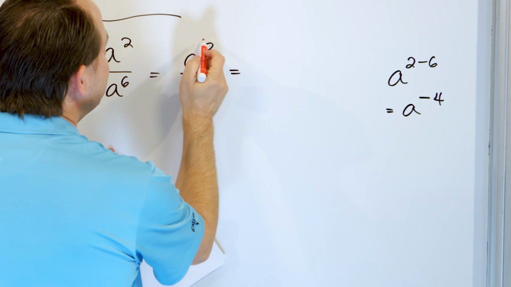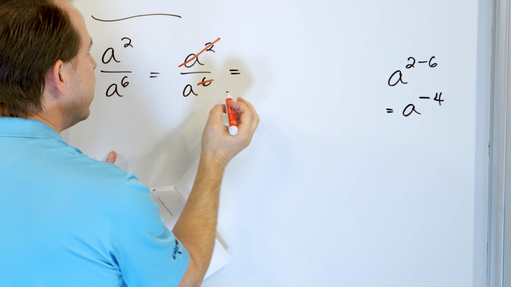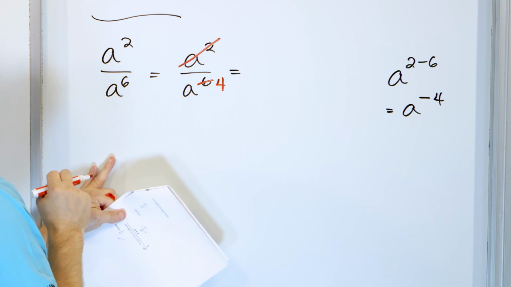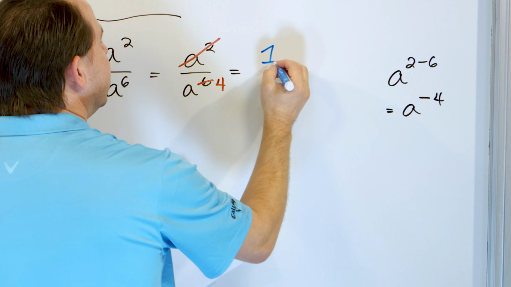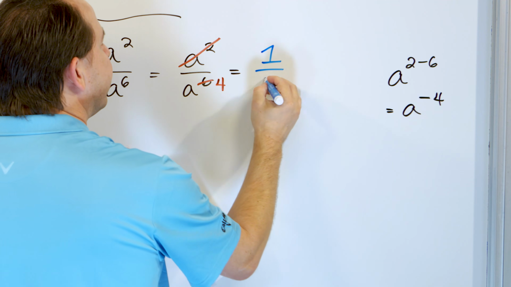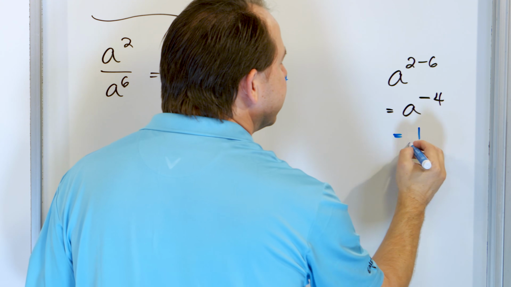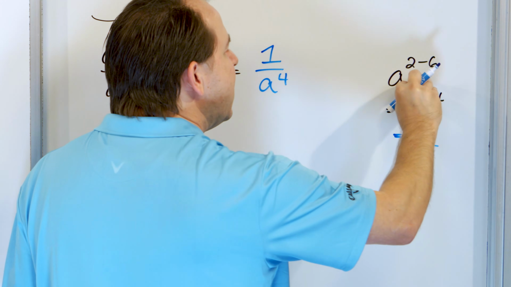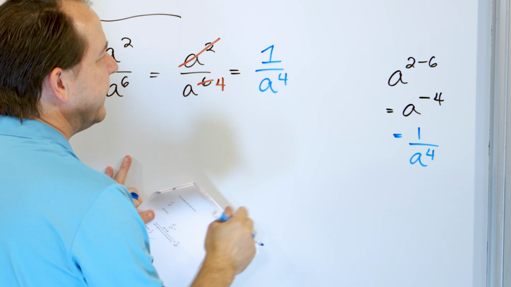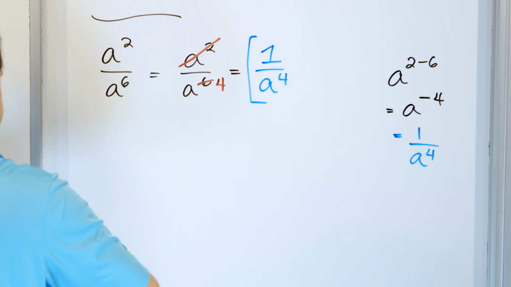Well, I have 2 a's on the top, and I'm going to cancel both of those a's with 2 of them on the bottom, leaving 4 left behind. And so on the top, when you cancel through, you have a 1, and on the bottom, a to the power of 4. Notice 1 over a to the 4th is exactly what I told you this is. Because a negative exponent is the definition of moving it to the bottom and making it positive. So just doing the subtraction gives you the same answer as what you get manually.